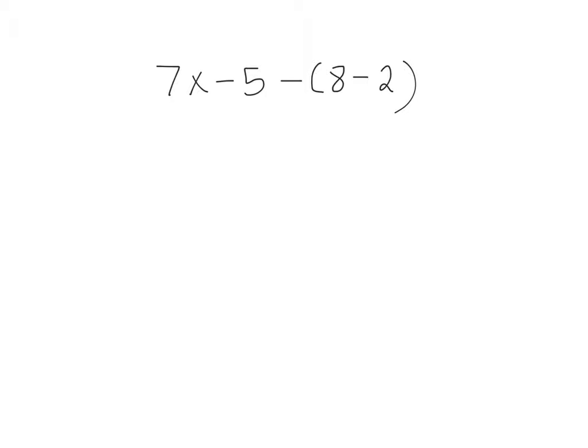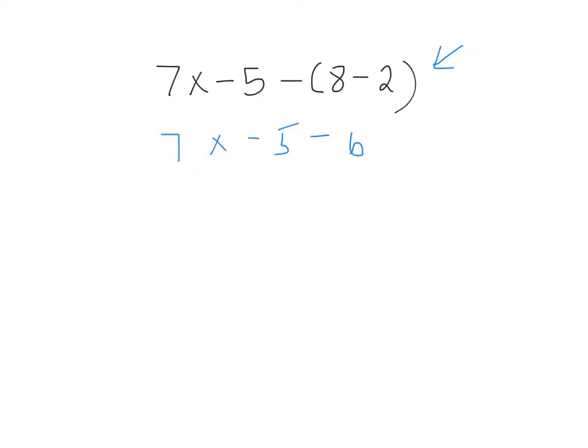Alright, let's take on our final problem. We have 7 times negative 5 minus the quantity of 8 minus 2, and the 8 minus 2 is in parentheses. I have to do my parentheses first. So I have 8 minus 2 is 6. Bring down that negative sign. Bring down your 5. Bring down the negative sign. Bring down the times. Bring down the 7.